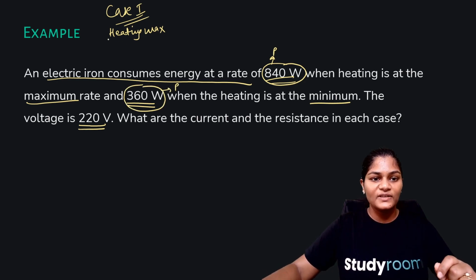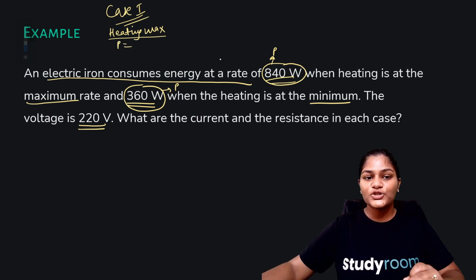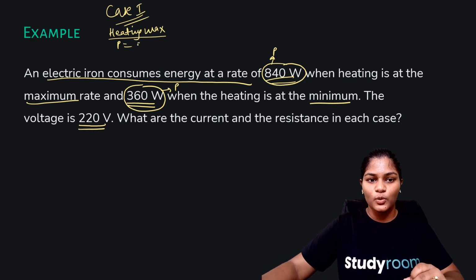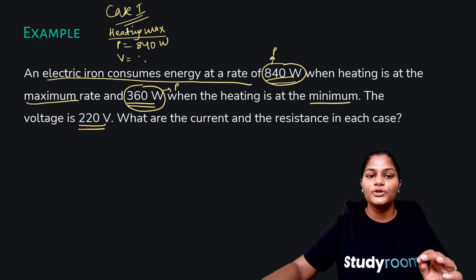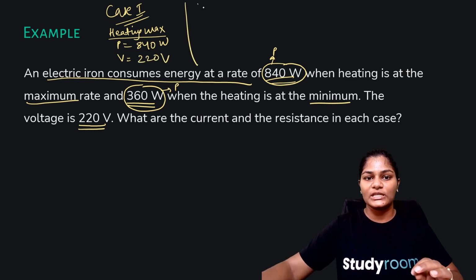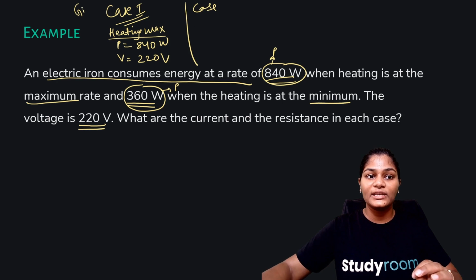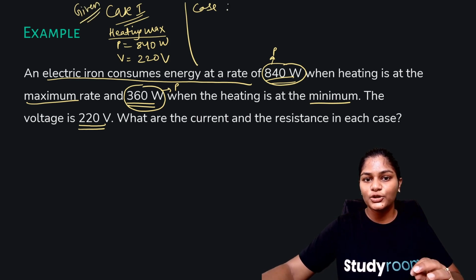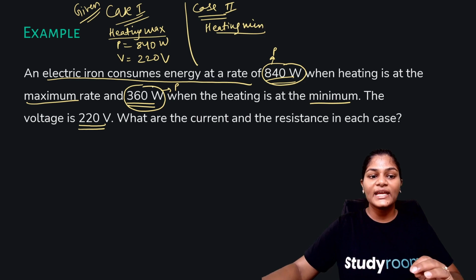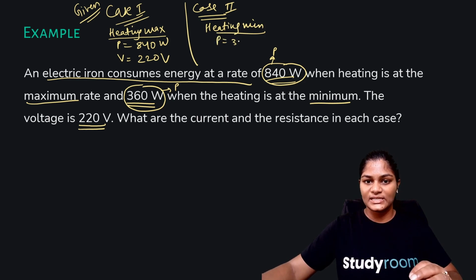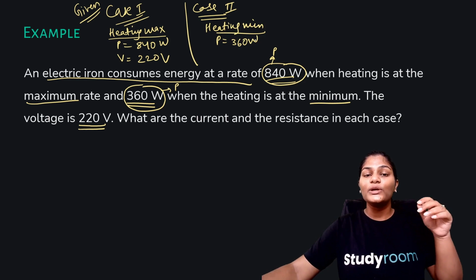So here we have heating is maximum in case 1. Power is given. So here the power is given to us as 840 watts. That is what is given to us. And we know that the voltage is 220 volts. That is the same for each case. So in case 2, what are we given? Heating is minimum. And in case 2, what is the power consumed? It is 360 watts.